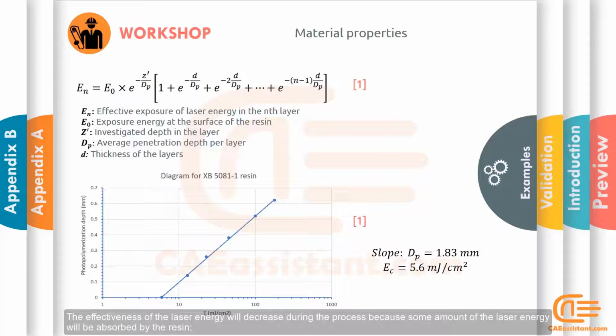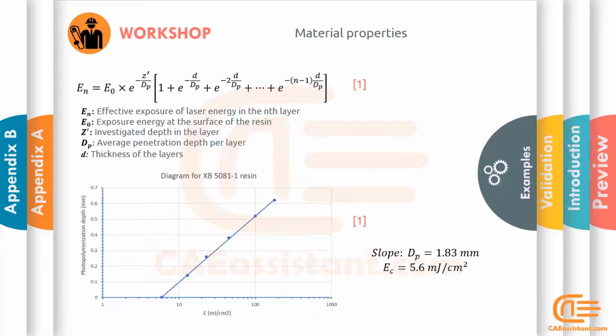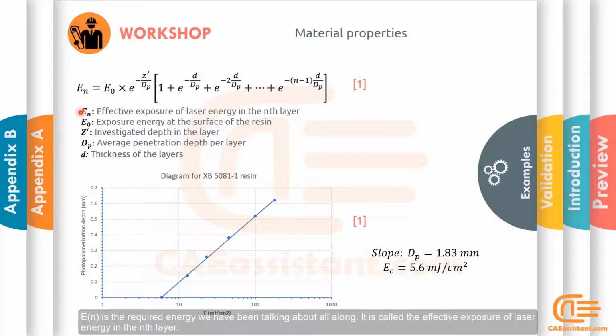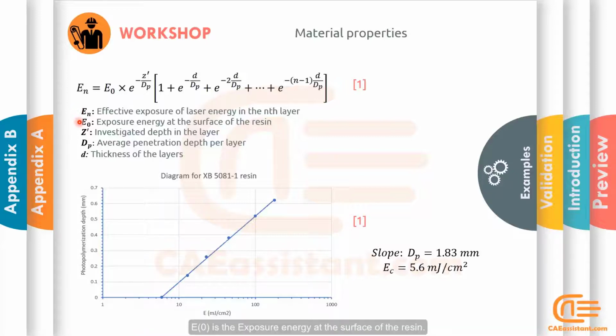The effectiveness of the laser energy will decrease during the process because some amount of the laser energy will be absorbed by the resin. Therefore, we need to calculate the required energy in each layer with this equation. For more details about this matter, refer to reference number 1. En is the required energy we have been talking about all along. It is called the effective exposure of laser energy in the nth layer. E0 is the exposure energy at the surface of the resin. Z prime is the investigated depth in this layer. dP is the average penetration depth per layer, or as you see, it's the slope of the diagram.